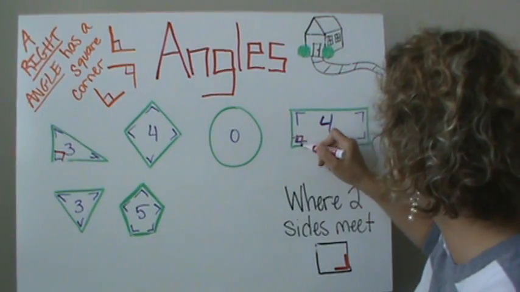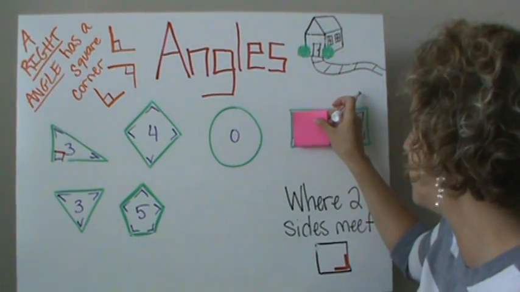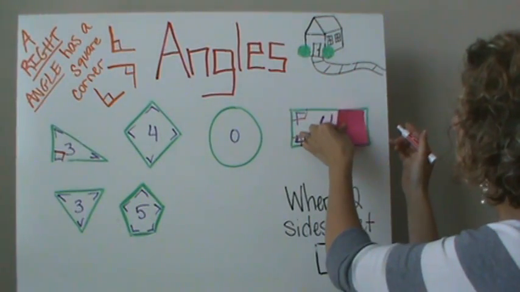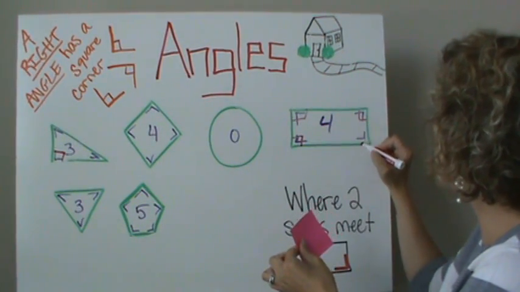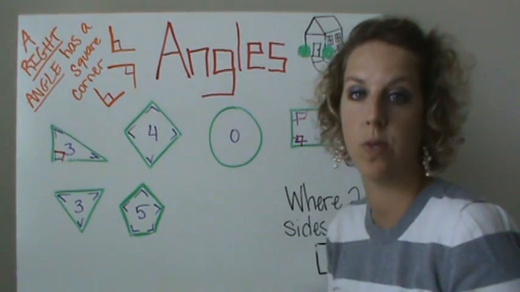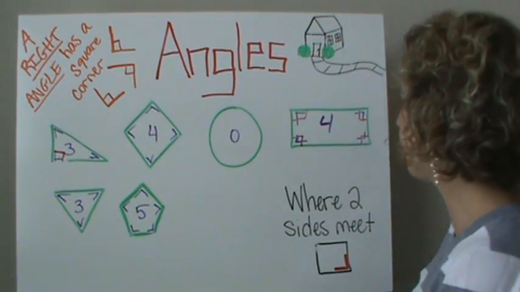Oh, there's a square corner here. Square corner here. And both of these are also square corners. So you want to mark your right angles with a little box.